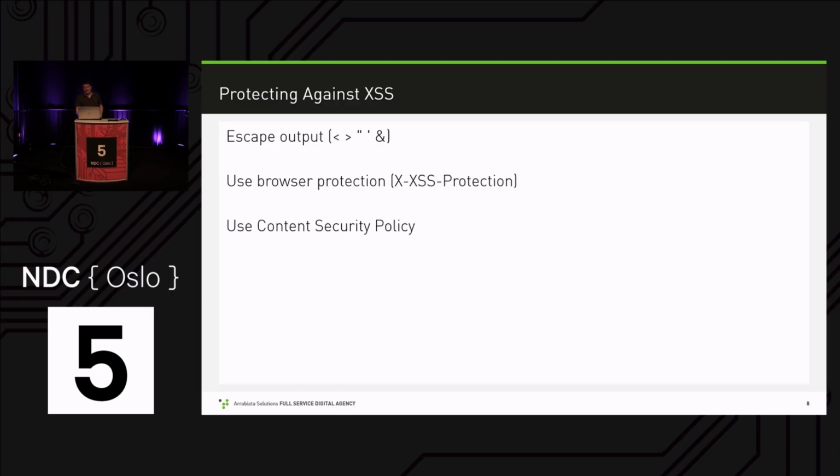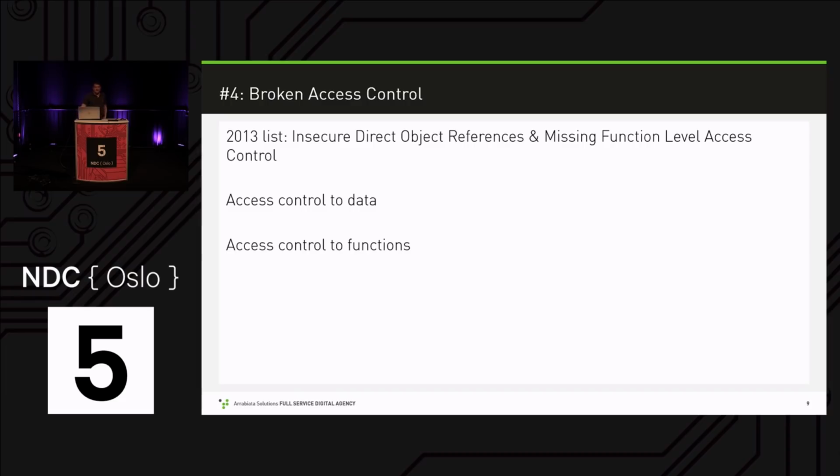The next item on the list, number 4, is a mixture of 2 items of the previous list. It's called broken access control. And the 2013 list made 2 items out of that because they made a differentiation between accessing data and accessing functions. Well, when you're using an MVC framework like ASP.NET MVC or ASP.NET Core, then basically the URL very often maps to a method or a function on the server.